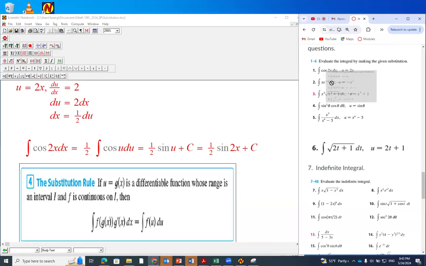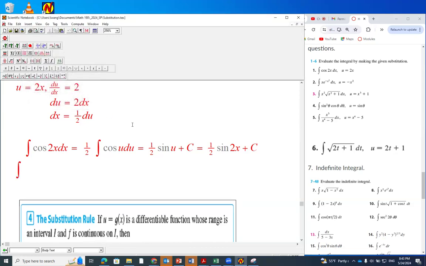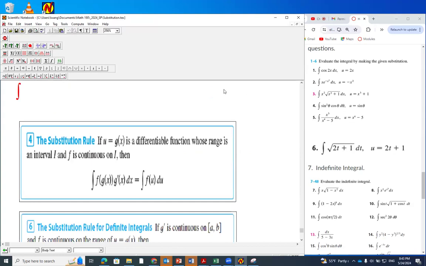Let's look at the second example. The second example is like this. Substitution: we have x e to the power of negative x squared dx. We are already given the hint. We want to assume u to be negative x squared.